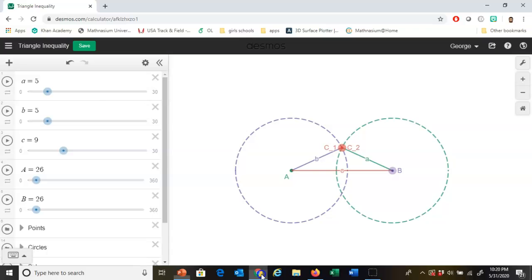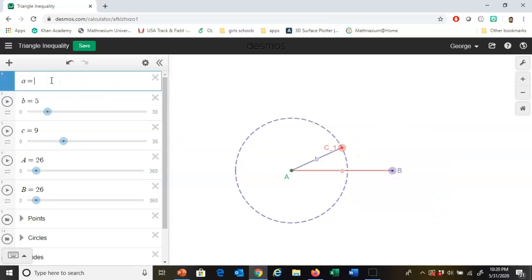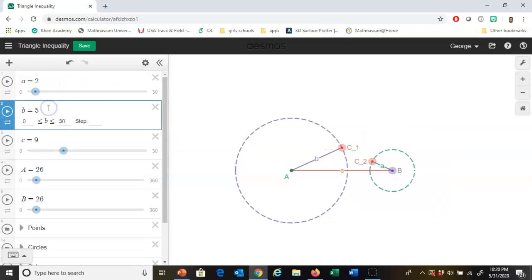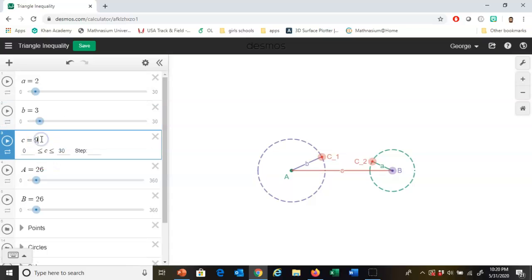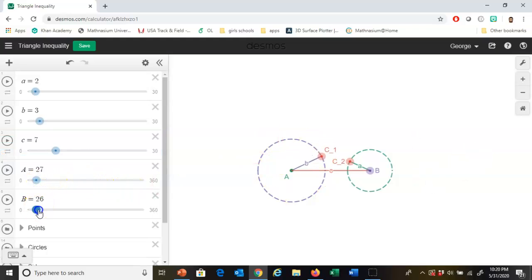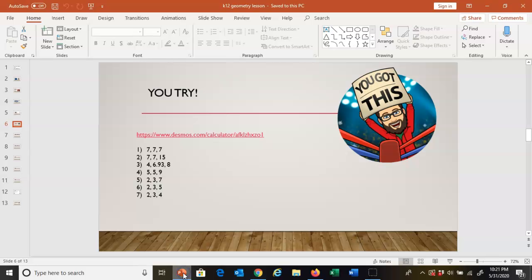Okay, fifth example is going to be 2, 3, and 7. These look to be too far apart to me. I don't think I can make them reach. There's no intersection of the circles. So that will be a no.